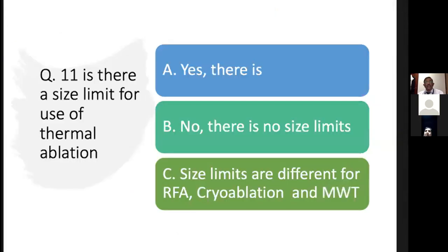The question to you guys is, is there a size limit? Obviously these small renal masses are treated by either partial nephrectomy, cryoablation, or active surveillance. So the question in the next poll is, is there a size limit for use of thermal ablation, which is microwave, RFA, or cryo? Is the size limit different for RFA versus cryo and microwave thermotherapy? In this situation, there is not one correct answer, but there is a best correct answer, and one of the other answers is also correct.